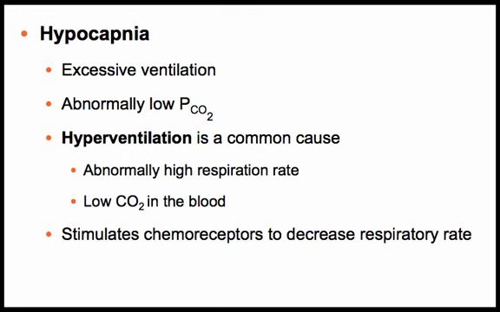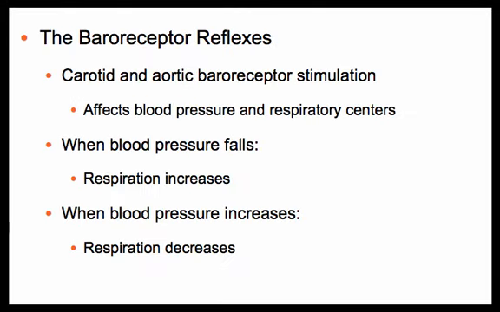Conversely, excessive ventilation or hyperventilation can cause hypocapnia, or abnormally low carbon dioxide in the blood. Hypocapnia would stimulate the chemoreceptors to decrease the respiratory rate. Baroreceptors in the carotid and aortic sinuses also affect respiration. When blood pressure falls, respiration will increase. When blood pressure increases, respiration decreases.